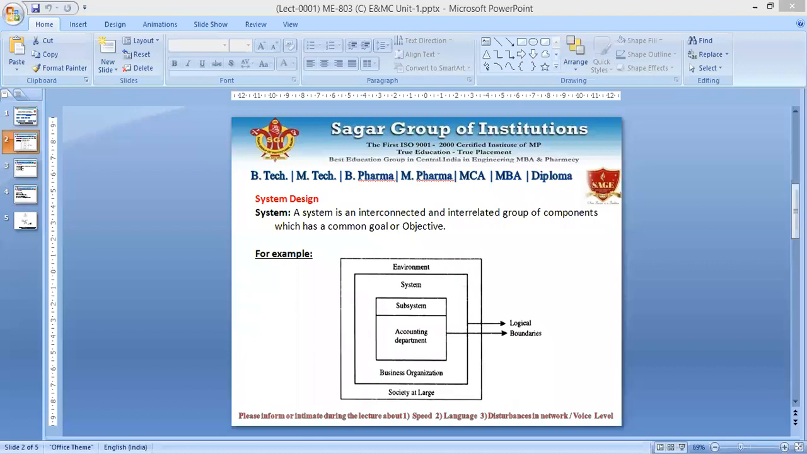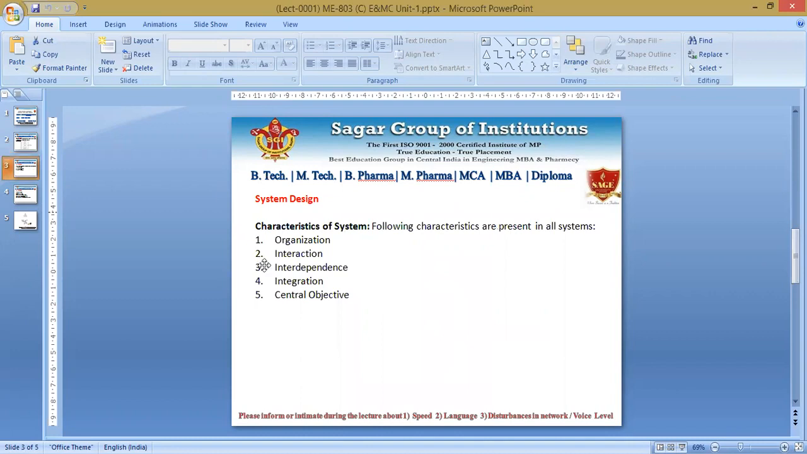Here also we have two types of system, that is open system and closed system. Definitely we'll cover it up in a later stage. Now let us look into the next slide. Oh yeah, this is characteristics of the system.